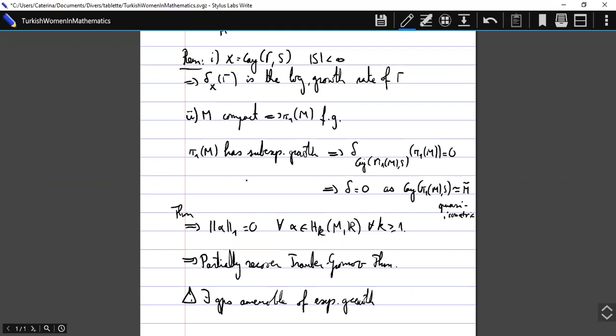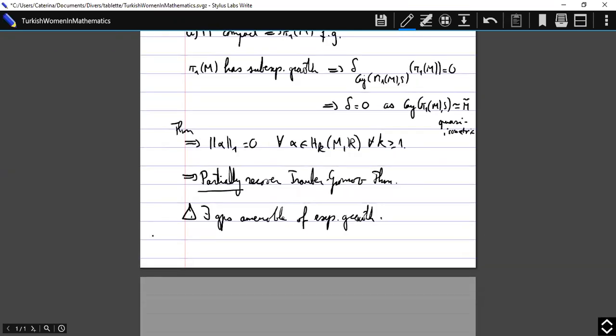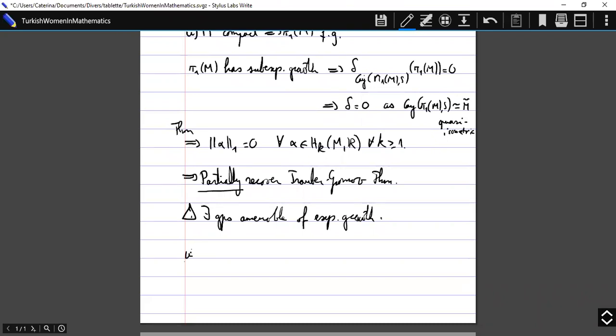And this theorem does not apply. So we only partially recover the result of Thurston-Gromov for the group of sub-exponential growth, but already we have this. Okay, this was one remark. And the second remark, or the third one, is that in certain cases, our theorem can be improved to a two-sided inequality.